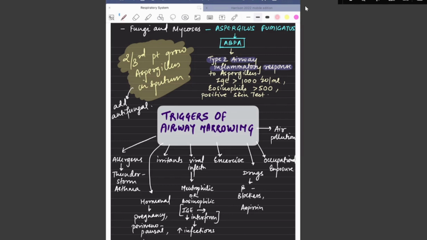Now, the triggers of airway narrowing are allergens, hormonal changes in pregnancy, perimenopause, or premenstrual period, irritants, viral infections, and neutrophilic or eosinophilic inflammation. The IgE levels, which are increased in asthma, cause a decrease in interferon, and in turn cause an increase in infection. Then exercise, drugs including beta blockers and aspirin, occupational exposure, and air pollution.